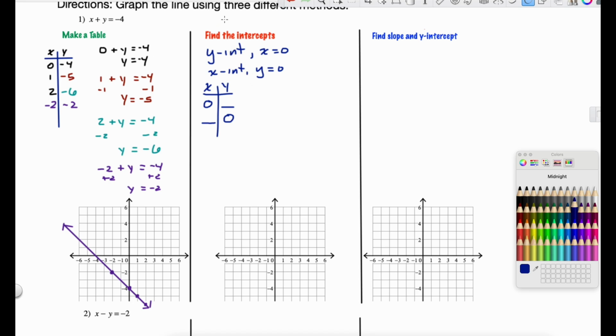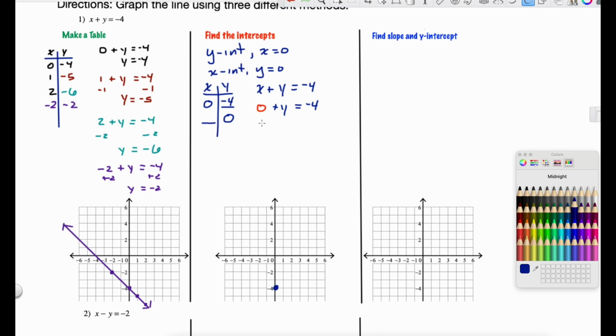Okay, so we have the same equation here. We have x plus y equals -4. And so we're going to put in 0 for x, and we're going to solve for y. Well, this is pretty easy, because if we get 0 on this side, there's nothing else to do. So we have 0, -4. So that's one of our points. 0 on the x, -4 on the y, right there.